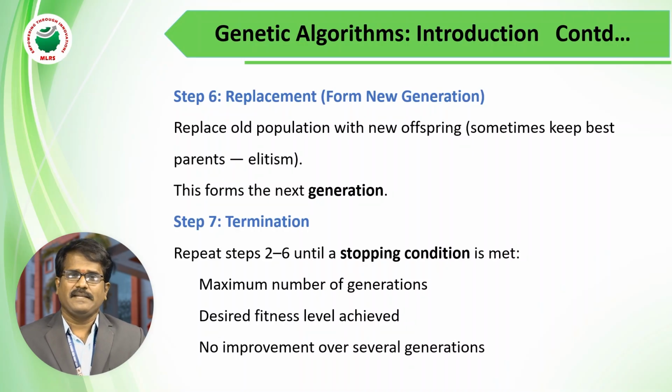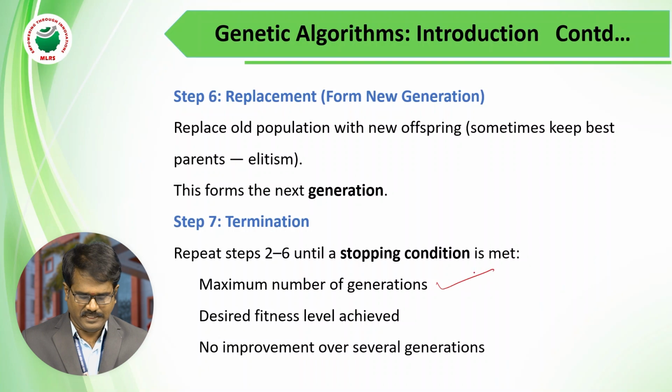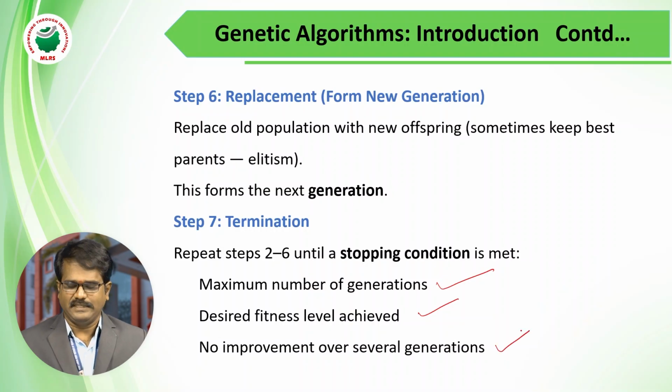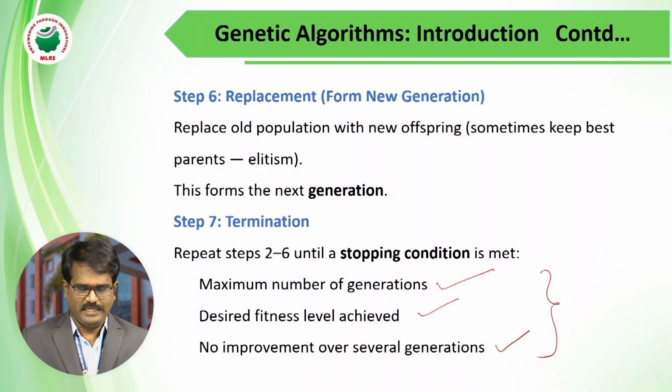Next, what is the last step? Termination. Repeat steps 2 to 6 until the stopping condition is met. What is the meaning of stopping condition? Whenever we found a good solution, we found a good generation, in that case, we need to stop. So, when the maximum number of generations is generated, when the desired fitness level is achieved, or when there is no improvement over several generations, in these three conditions, we can stop the process. This is about genetic algorithms: how a genetic algorithm evolves the solutions for the next generations, and how new generations are implemented by using existing populations. That's it. Next, we will go to the next topic.